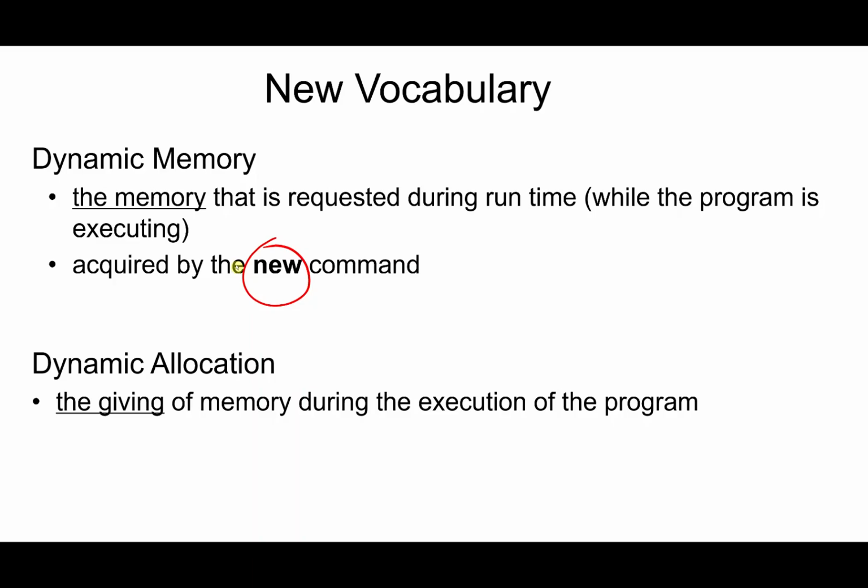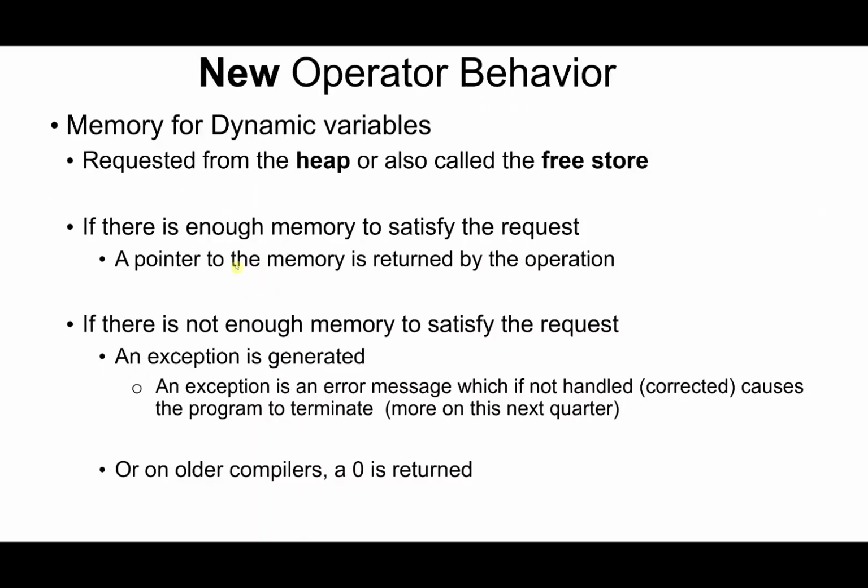Basically, this is the process of giving the memory during the execution of the program. So memory for dynamic variables is requested from the heap, which is a data structure that is used by our program. Some people also call the heap the free store. So if there is enough memory to satisfy the request, a pointer to that memory is returned by the operation. And we are going to see how.